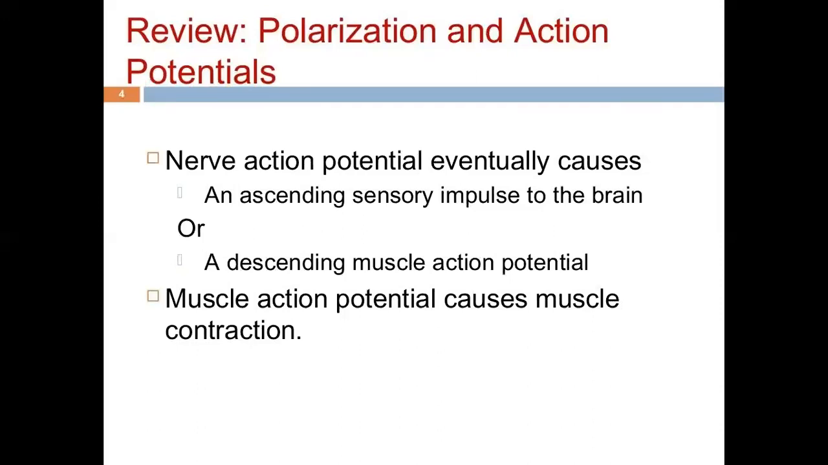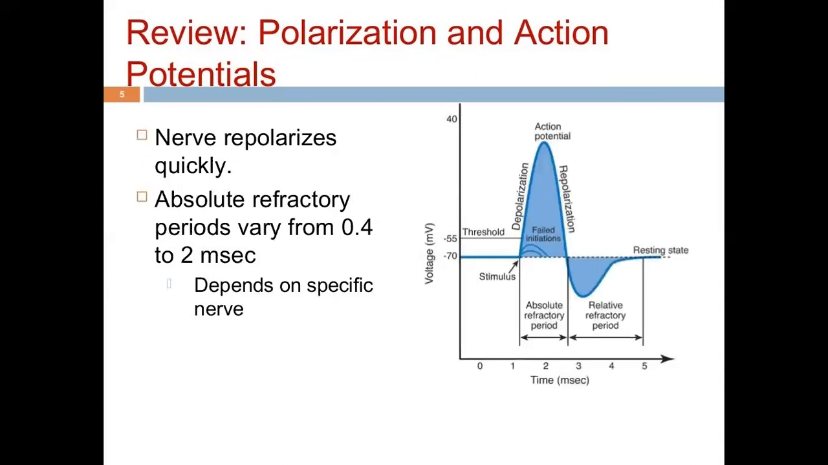The nerve action potential eventually causes an ascending sensory impulse to the brain or a descending muscle action potential. Muscle action potential causes muscle contraction. Nerve repolarizes quickly. Absolute refractory period varies from 0.4 to 2 milliseconds, depending on the specific nerve. Here, as you can see, there's a graph which shows the depolarization and repolarization and the threshold between them. As you can see, here is an action potential.